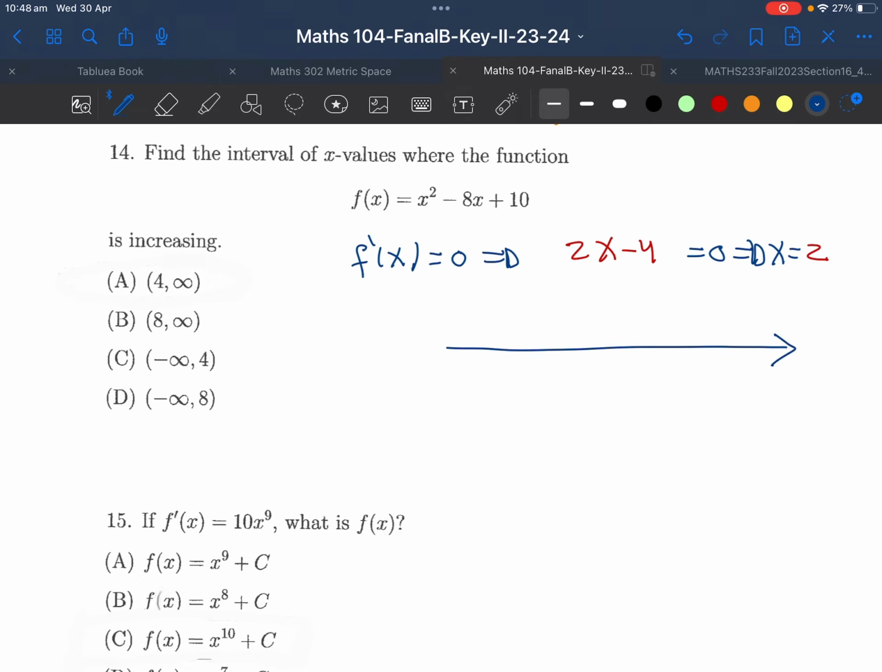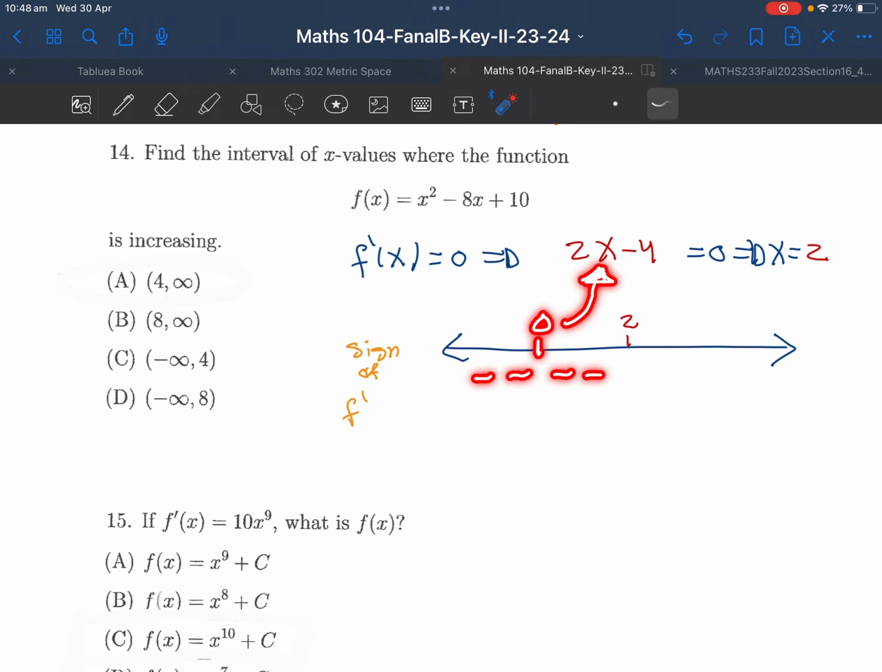Now, what we need to do next, write the number line. Write the only number you have, which is 2, and find for me the sign of f prime. How do we find the sign of f prime? Take a number here, which is 0, and substitute it in f prime. This will be all negative. So it's negative, negative, negative, negative.